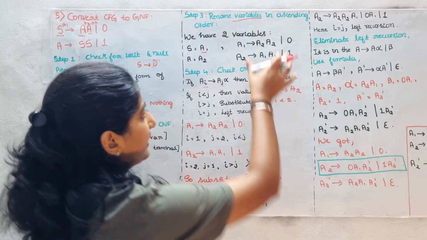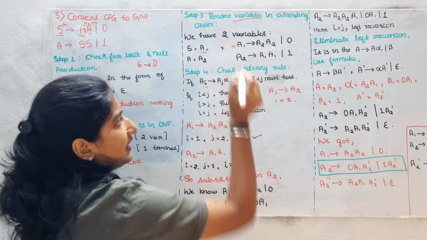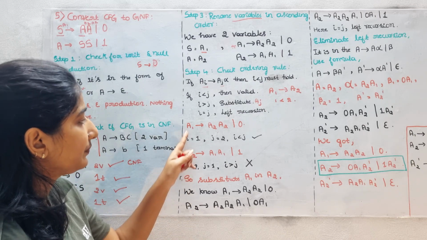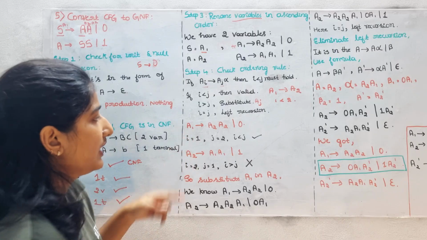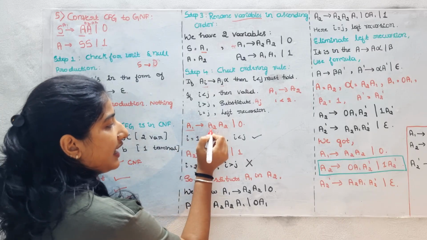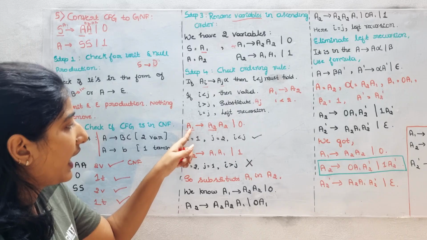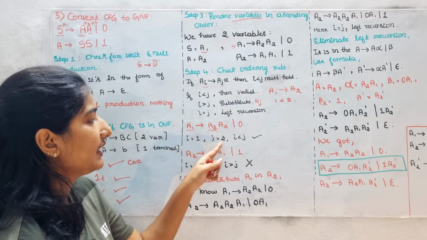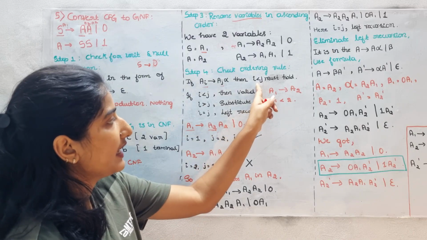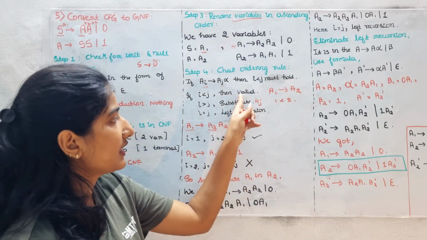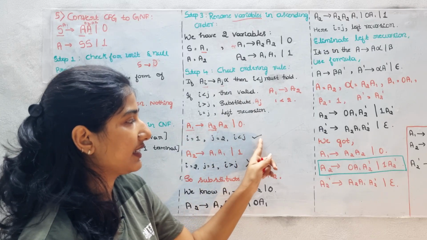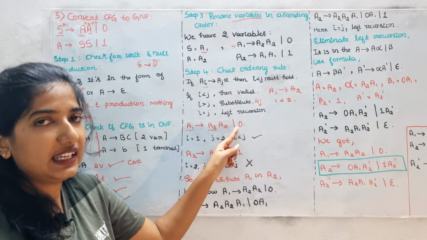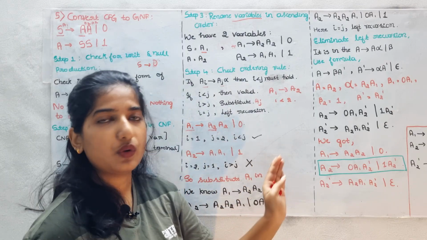Now let us consider the first equation, A1 derives A2 A2 or 0. Here what is the value of i? This is Ai derives Aj alpha, so i is 1 and j is 2. So 1 is less than 2. So i less than j must hold, and this is valid. No need to do anything. And A1 derives 0 is already in GNF form, so no need to do anything.